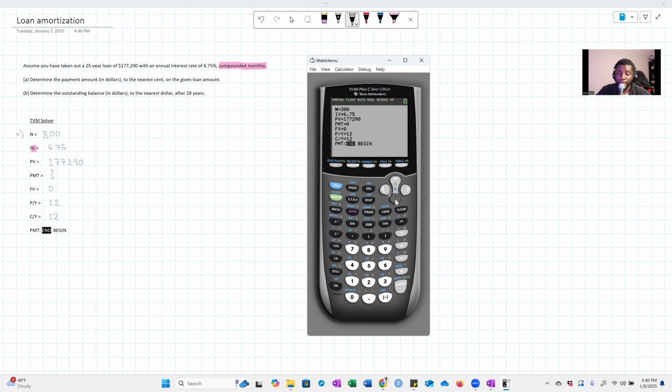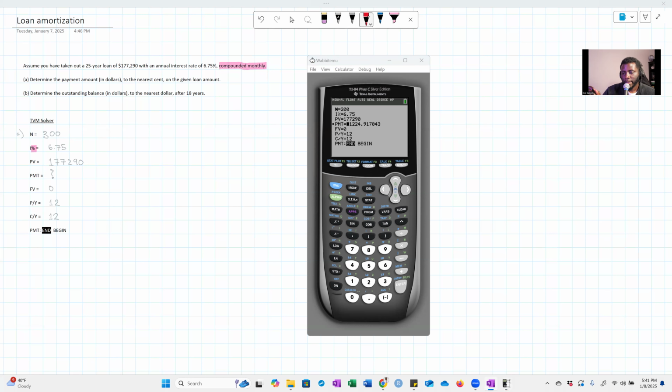Future value, we want that to be zero. Payments per year and compoundings per year are the same. It's an ordinary annuity, so PMT should be end. So I'll go back up to the monthly payment and solve. The solve is kind of lime green, so I'll do alpha to let me access that menu and then enter. And that gives me the value.